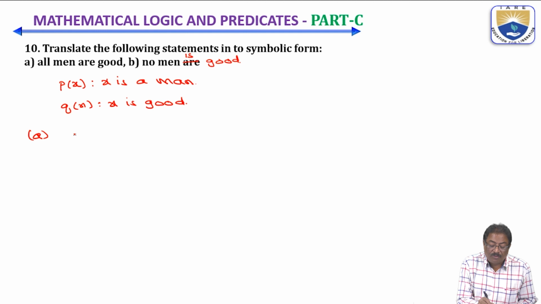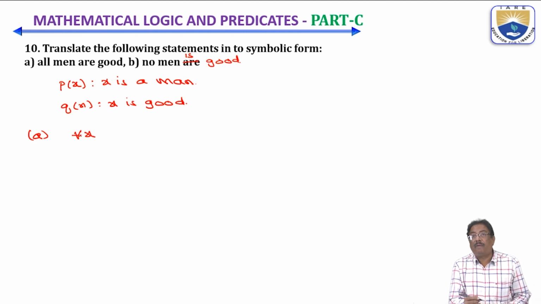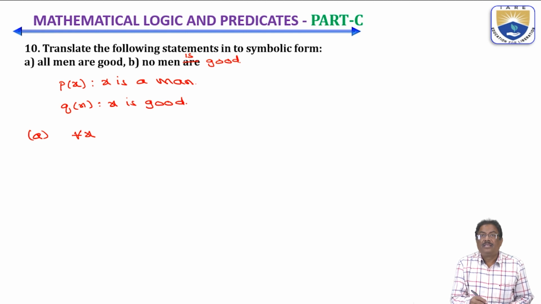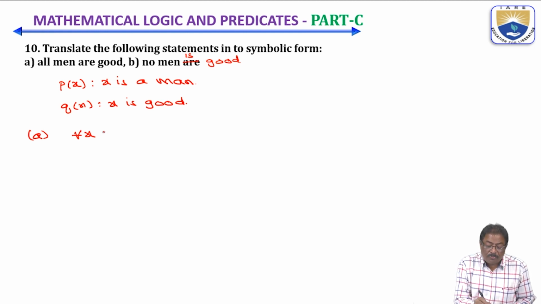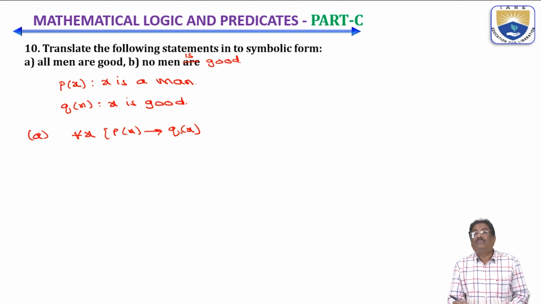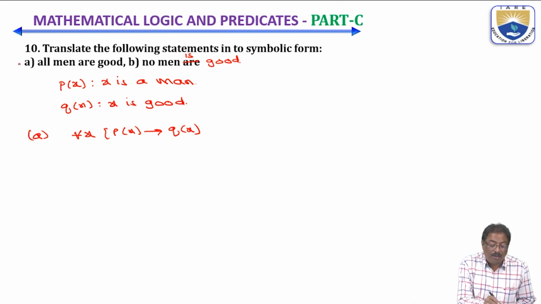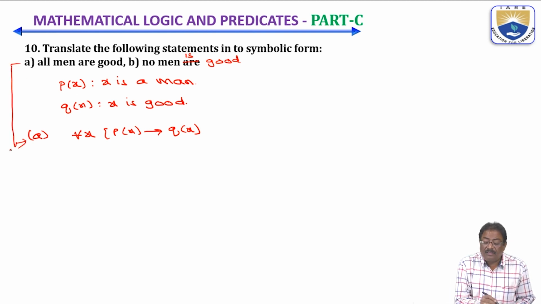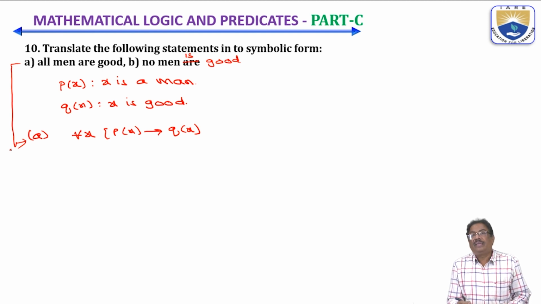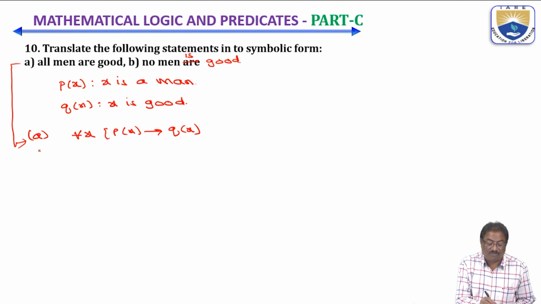So we are taking for every x, that means for all men. So if he is a man, then he is good. So the symbolic form of the given statement, all men are good, is this symbolic form.